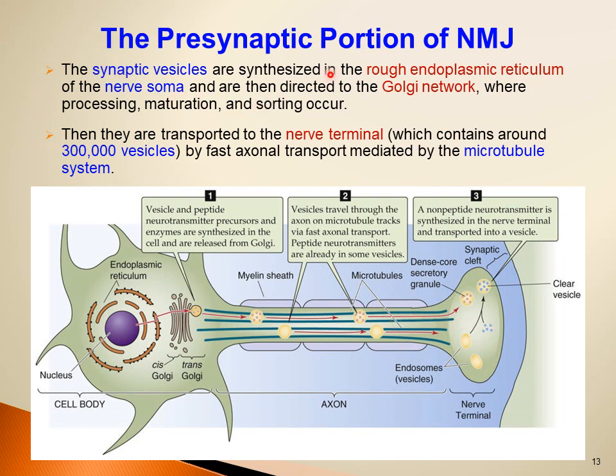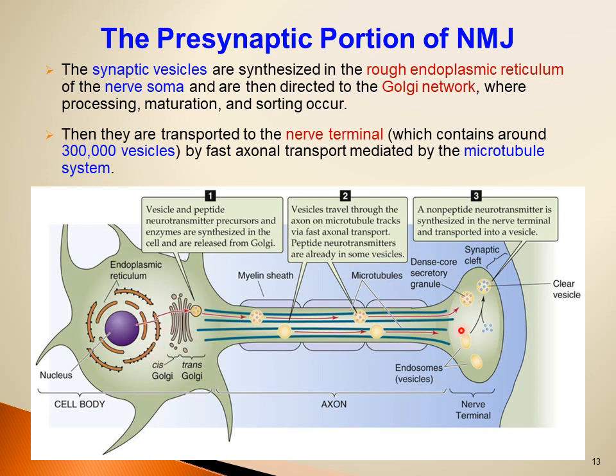So the synaptic vesicles are synthesized in the rough endoplasmic reticulum of the nerve cell body and are then directed to the Golgi complex or network, where processing, maturation, and sorting occur. They are transported to the nerve terminal, which contains around 300,000 vesicles. So each nerve terminal at the neuromuscular junction contains about 300,000 vesicles by a fast axonal transport mediated by the microtubule system. Also, the vesicles can be recycled in the opposite direction back to the rough endoplasmic reticulum, as we'll see later on in the recycling of the synaptic vesicles.